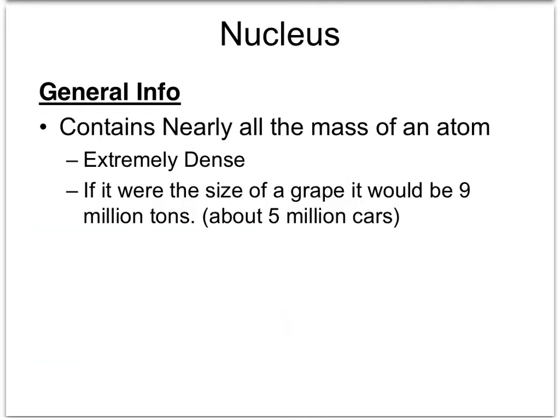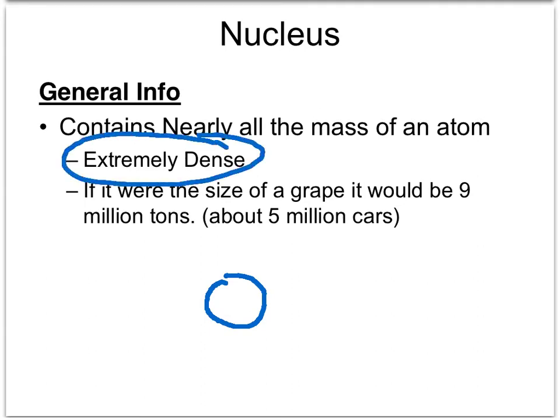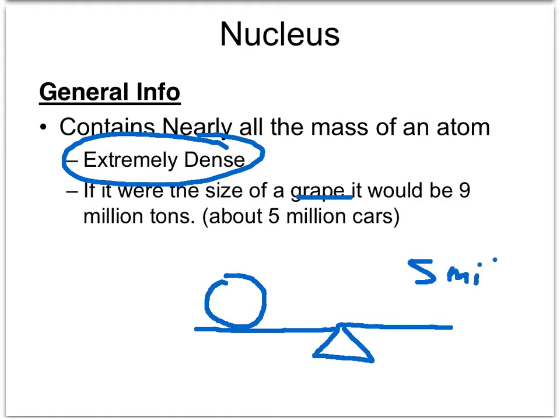Alright, general information about the nucleus of the atom. The nucleus is the center of the atom, and it's incredibly dense. In fact, if you could blow it up to the size of a grape, it would balance out on a little balance if you had 5 million cars on the other side. That's how dense the nucleus of an atom is.